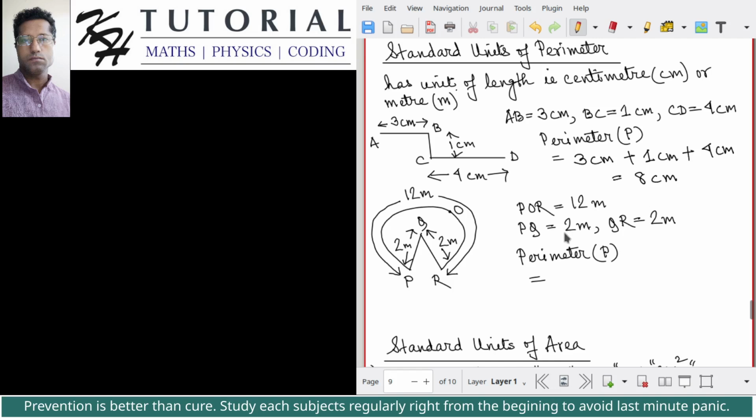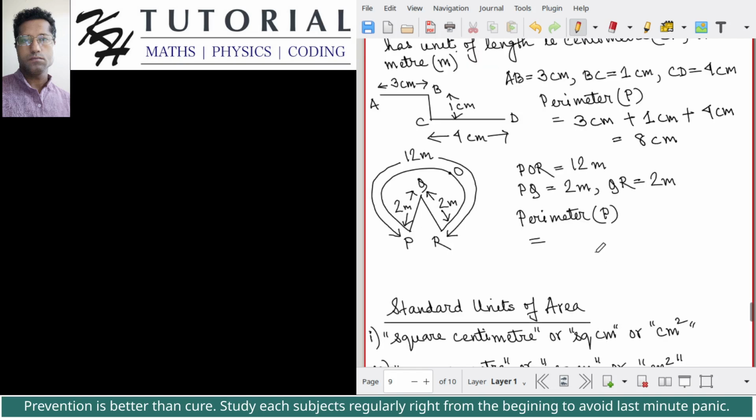In the second figure, we see that it is not a rectilinear figure, as there is a curved path. The curved path is PQR, and let's say its length is 12 meter. We also have two line segments PQ and QR. The length of PQ is 2 meter, and the length of QR is also 2 meter. This figure is a closed figure, but it is not a rectilinear figure.